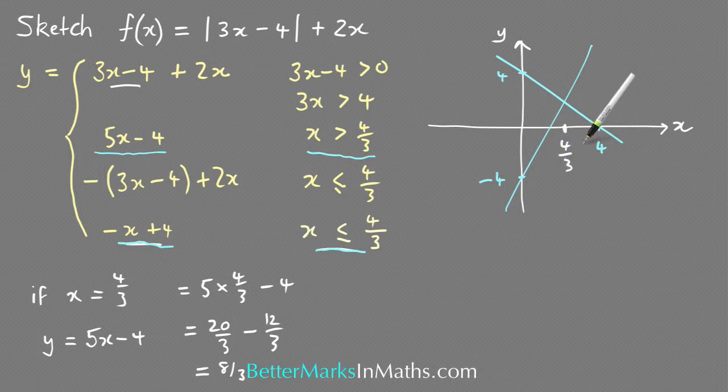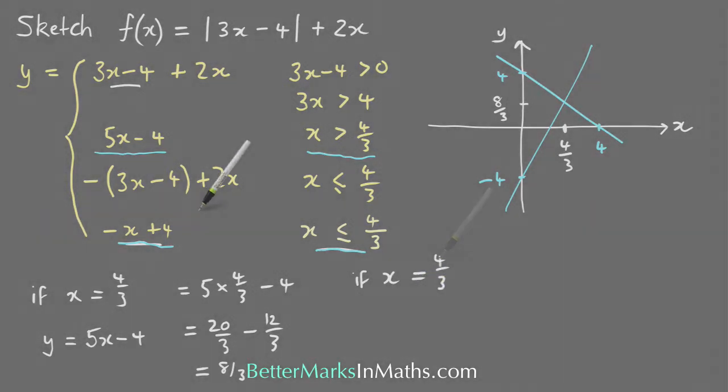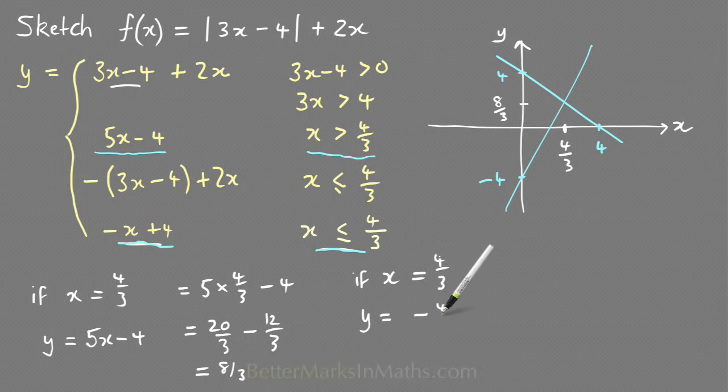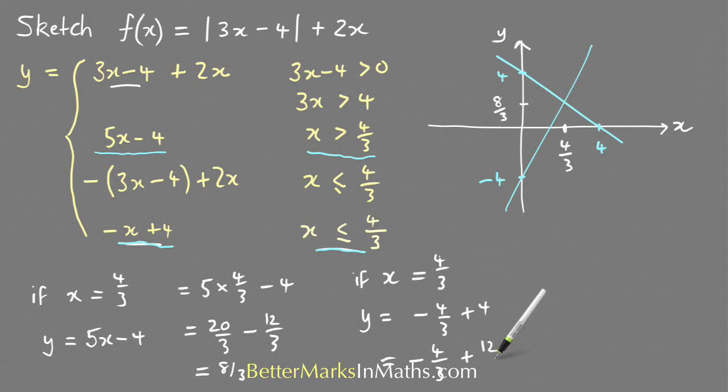Alright, so that's the y value at that point where x is 4/3. Now scale is a little bit wonky. If that's 4, that really should be about 2. But anyway, this here, the y value corresponding to that point, is 8/3. And subbing x equals 4 on 3 into this equation, you get y equals minus x, so minus 4 on 3 plus 4, and that's equal to minus 4 on 3 plus 12 on 3, and this equals 8 on 3 also. So that's the point of intersection.